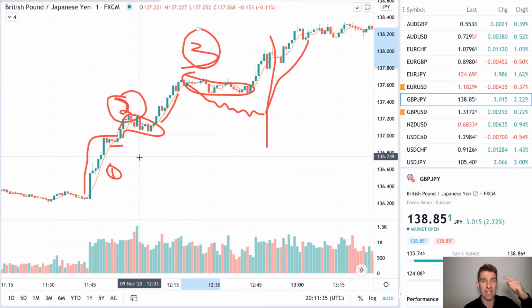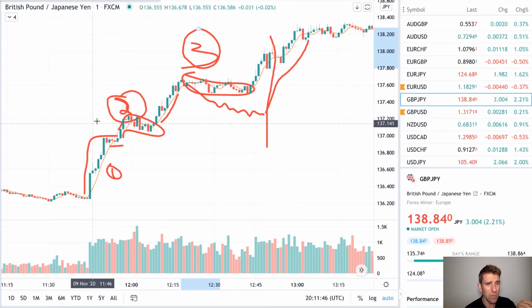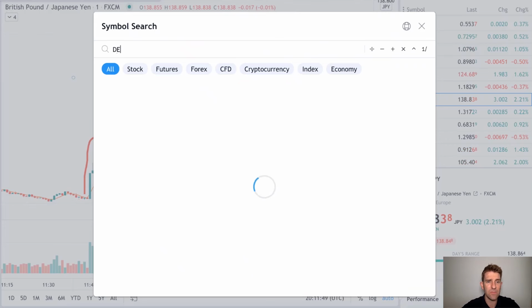But first phase, impulse, flag. Second phase, drive, deeper pullback. Third phase, another drive and a deeper pullback still. So the pullbacks are getting deeper after each move. Tends to be what we see. Not always, but tends to be what we see.